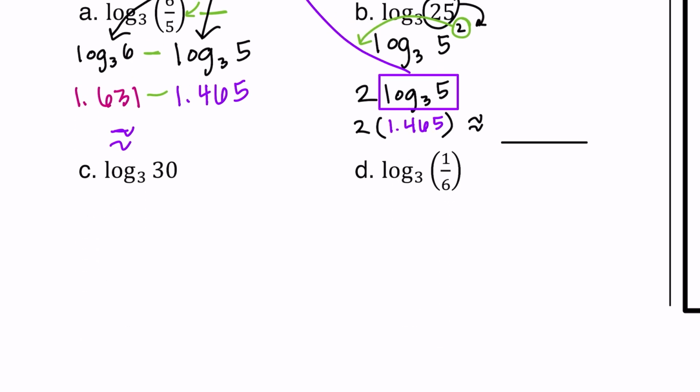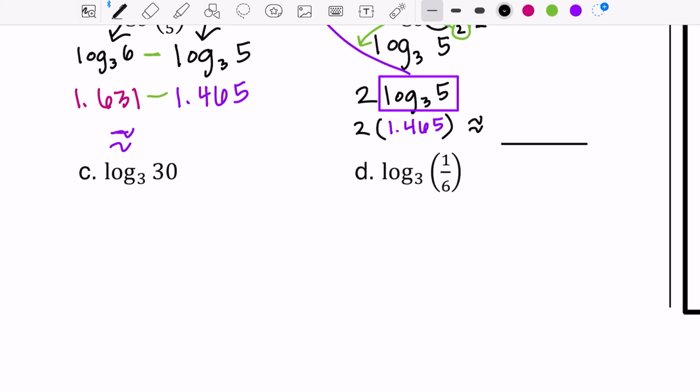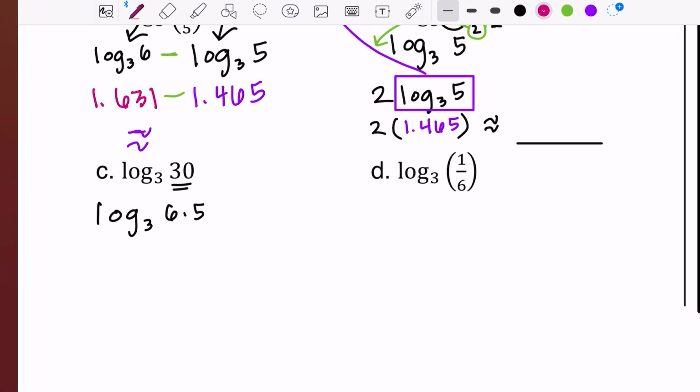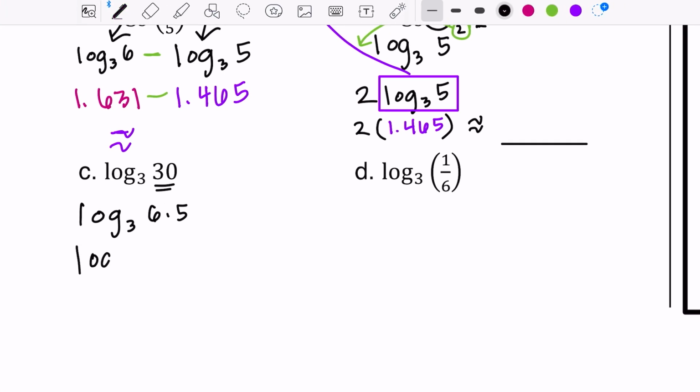Okay, moving up to the next one, log base 3 of 30. They did not give us log base 3 of 30. They gave us 6 and 5. So you have to figure out how to use those two numbers to get what you need. And if you notice, 6 times 5 is 30. And then what you can also notice is that when we use properties of logs, if we do log base 3 of 6 and we expand it, the multiplication becomes a plus, and then we have log base 3 of 5.